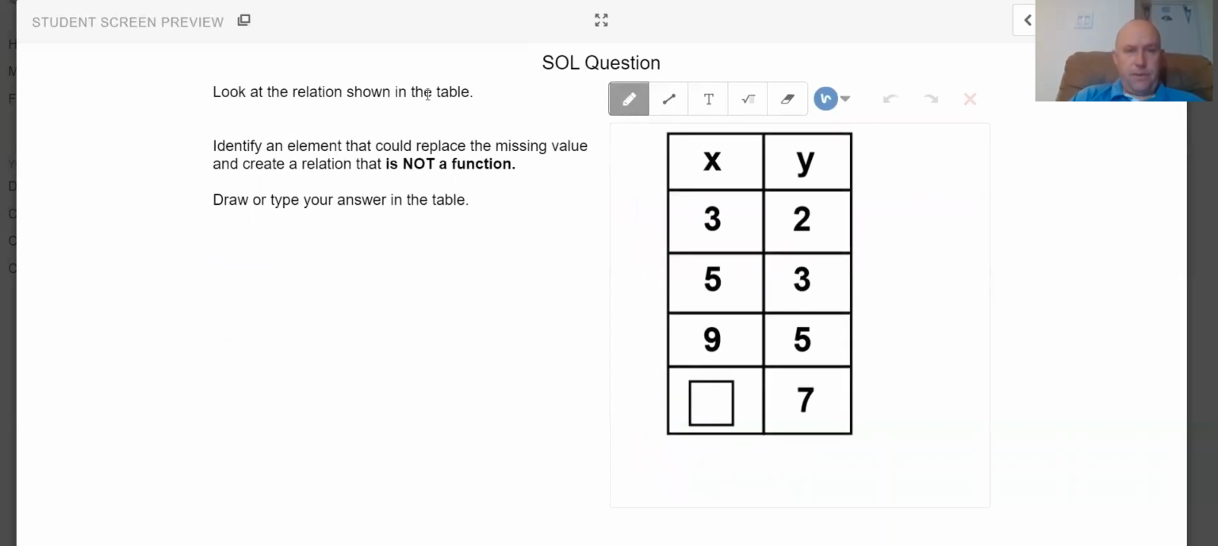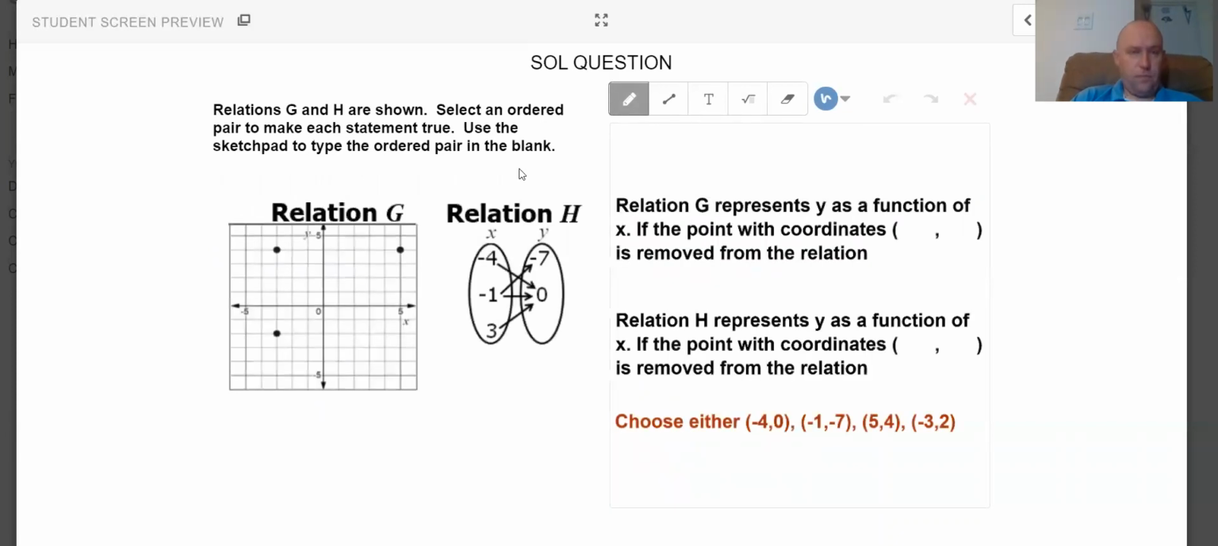Same thing as before. Look at the relation shown in the table, identify an element that could replace the missing value and create a relation that is not a function. So the important thing for this one is no repeat x values. So as long as you pick something besides 3, 5, and 9, well, good. Just make sure that all the values are different. X values are different. Relations G and H are shown. Select an ordered pair to make each statement true. Use the sketchpad to type the ordered pair in the blank.